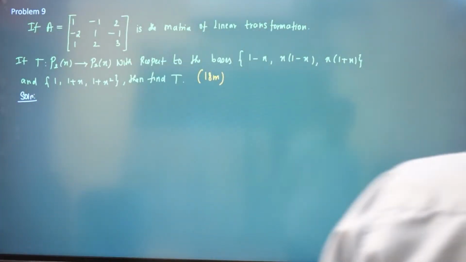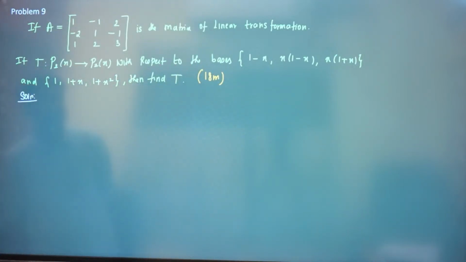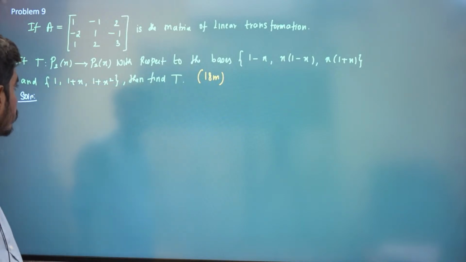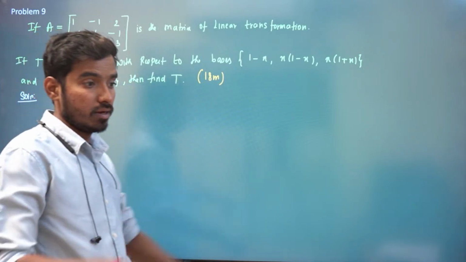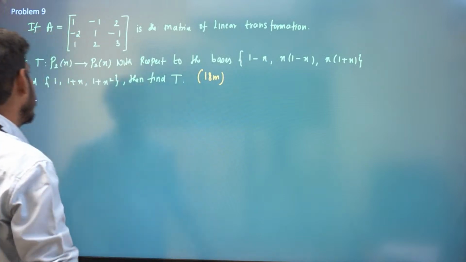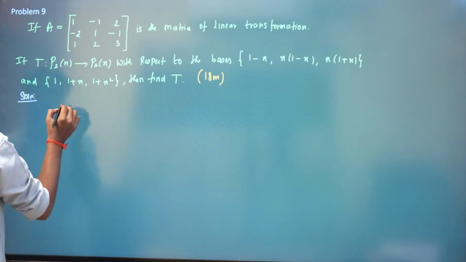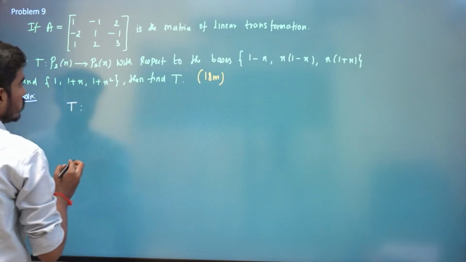A is a matrix given by 1 minus 1 2, minus 2 1 minus 1, 1 2 3, which is a matrix of a linear transformation T, where T is a map from P2 to P2 with respect to the basis given, then find T. See, we need to find the corresponding transformation, right? They have given the matrix of T with respect to this basis.